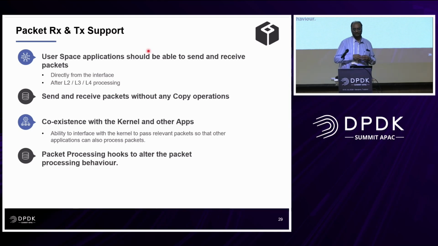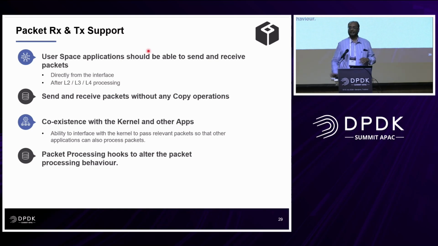And as I said, the user space applications should be free to pick up packets from different levels of the stack, either directly from the interface or after the L2, L3, or L4 layer, or whatever their need is. And they should again be able to send and receive traffic without copy operations. As of now, wherever we have TCP stacks, although we say that DPDK has the advantage of zero copy, unfortunately, as soon as we come to the TCP stacks, that zero copy advantage goes away. That should be taken care of to a great extent, and that will really help a lot.